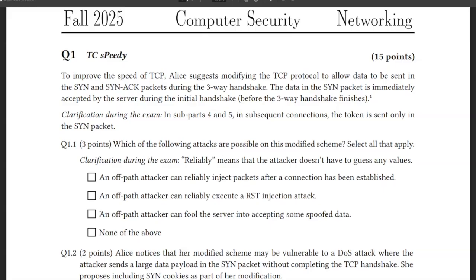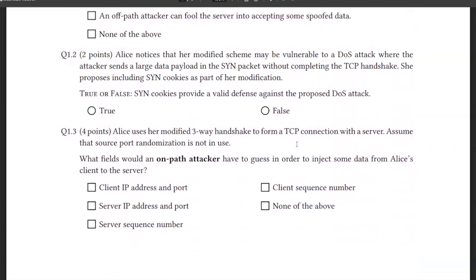But the third one is true because by definition of the setup, it says the server has to accept data in the SYN packet, right? So this is just true because you can just send some data in your SYN. It's kind of by definition of the question. But the reasoning for these two, does that make sense? Okay, let's go with these two.